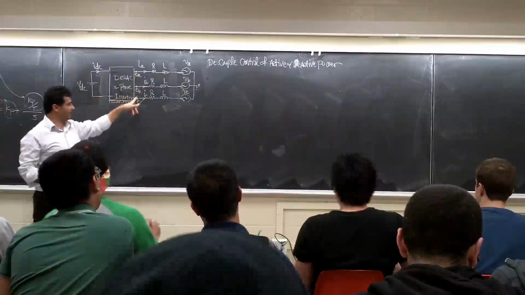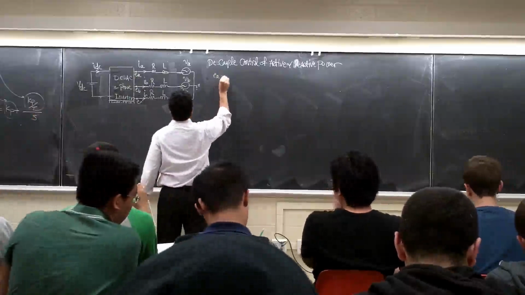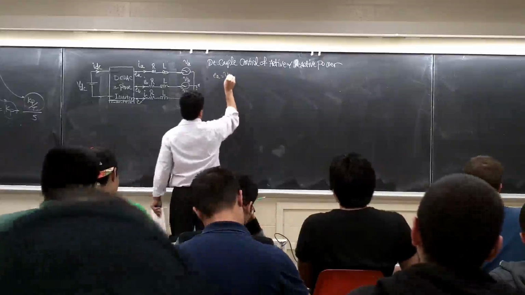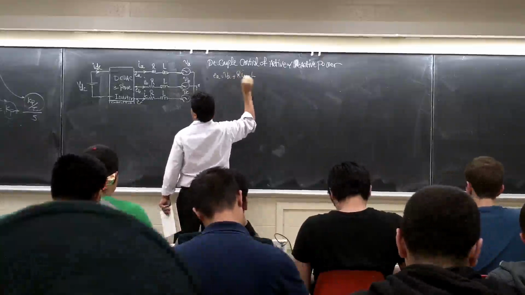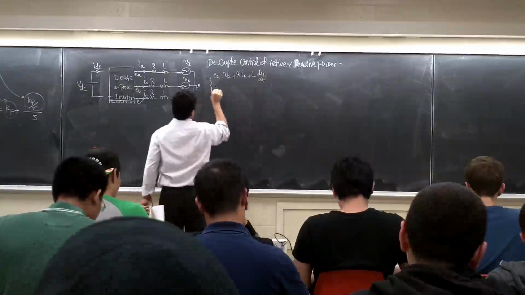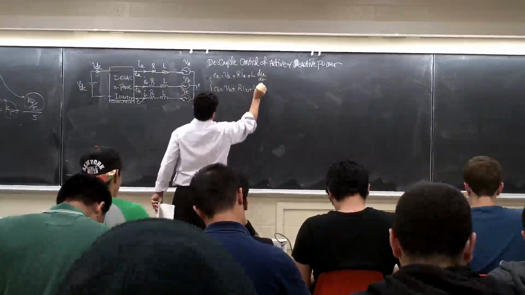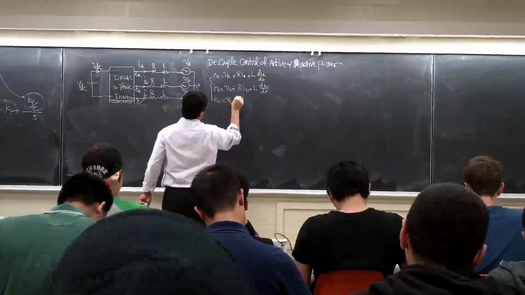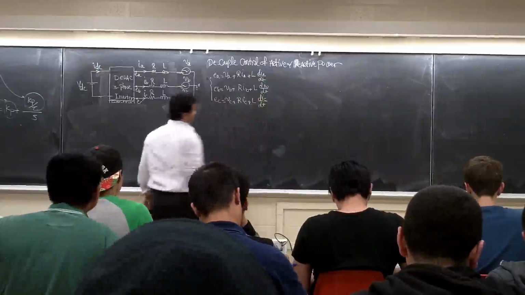I have the inverter EA, EB, EC. Let's write the KVL equation here. EA is going to be, the current is going this way, right? It's going to be VA plus R IA plus L dIA over dt, right? And EB is going to be VB plus R IB plus L dIB over dt, right? And EC is going to be VC plus R IC plus L dIC over dt, right?